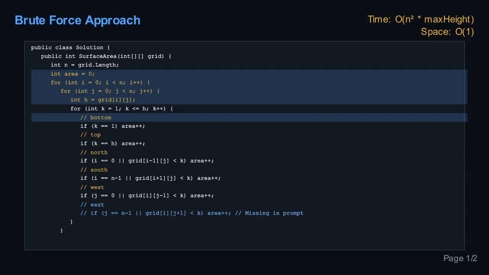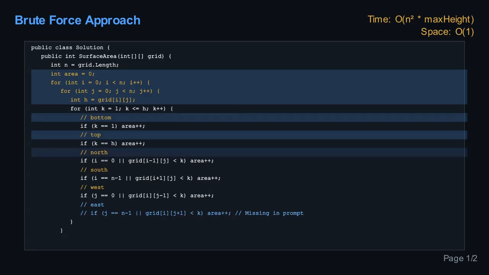However, it's inefficient. Why? Because we're doing a lot of redundant checks. For example, when we check the north face of a cube in one stack, we're essentially checking the south face of a cube in the neighboring stack. We're doing similar calculations twice. We also iterate through each cube's height, which can be up to 50. If our grid is 50 by 50, and each stack is 50 cubes high, we're doing 50 times 50 times 50 operations in the worst case.